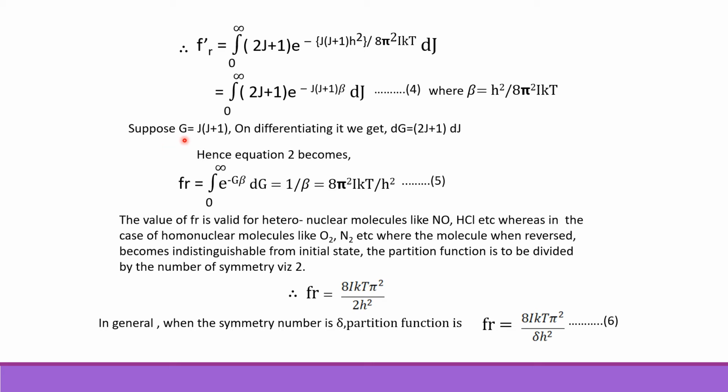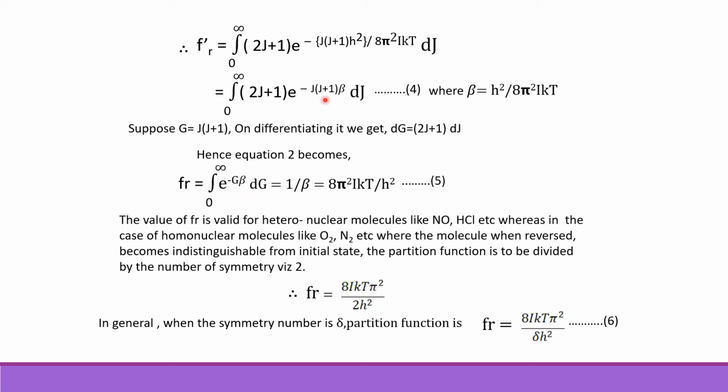Suppose you introduce a mathematical function g, that is equal to j into j plus 1. On differentiating it we get dg is equal to (2j+1) dj. So hence we represent (2j+1) dj by dg. In this particular equation, (2j+1) dj is replaced by another function, that is dg. So hence the equation becomes fr is equal to integral 0 to infinity e raised to the power minus g beta.